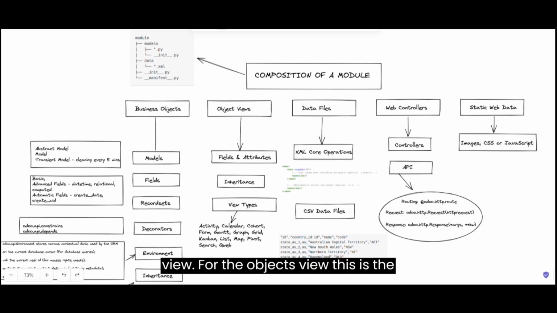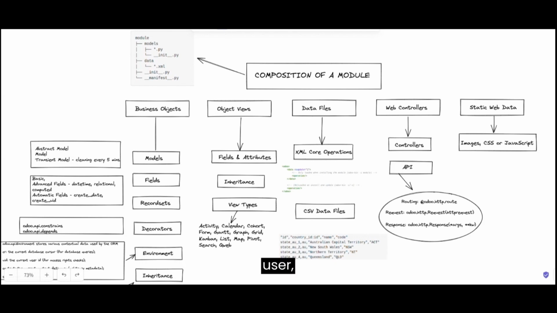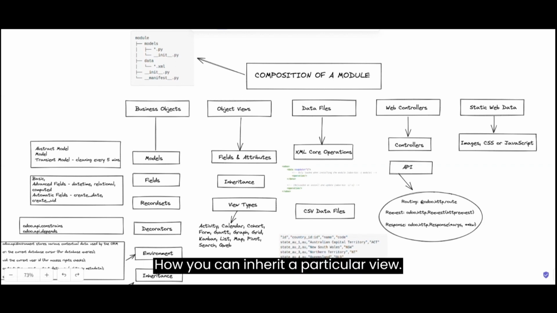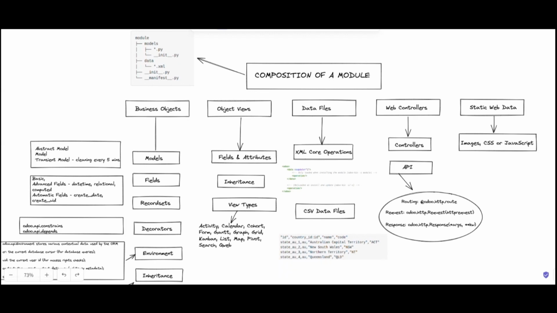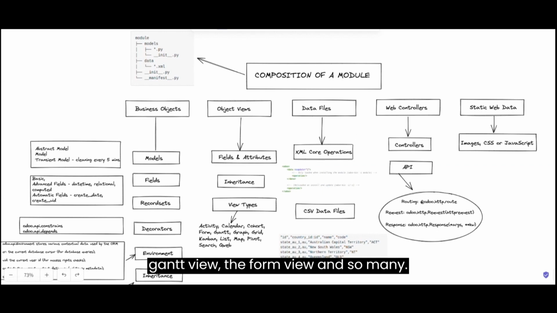We have the object view. For the object view, this is the presentation tier. We understand how fields are being displayed to the user, and how you can apply attributes or widgets on these fields. We are going to explore inheritance, how you can inherit a particular view, how you can override a particular view or fields or button in a view. We are going to look at the different types of views, the Gantt view, the form view, and so many.